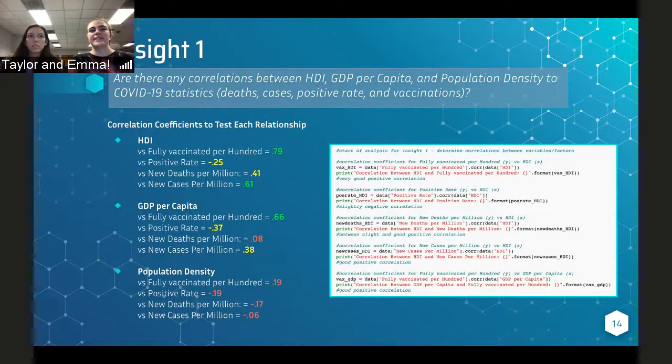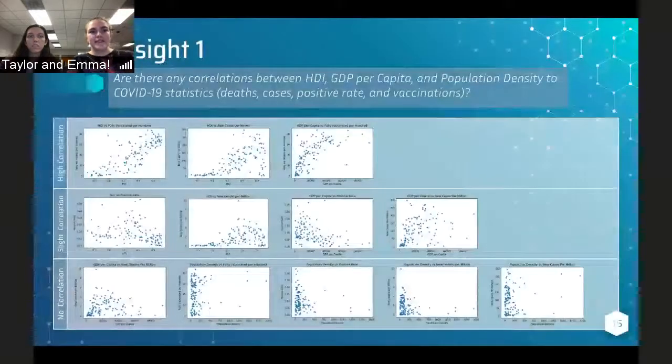The reason this insight is so important is because it allows us to make predictions about a country's statistics based on their HDI or their GDP per capita, which is vital to understanding where support and vaccinations can be provided. And on this slide, we show our visualizations separated by their level of correlation to support and confirm the findings from the previous slide on the correlations between developmental variables and COVID statistics.